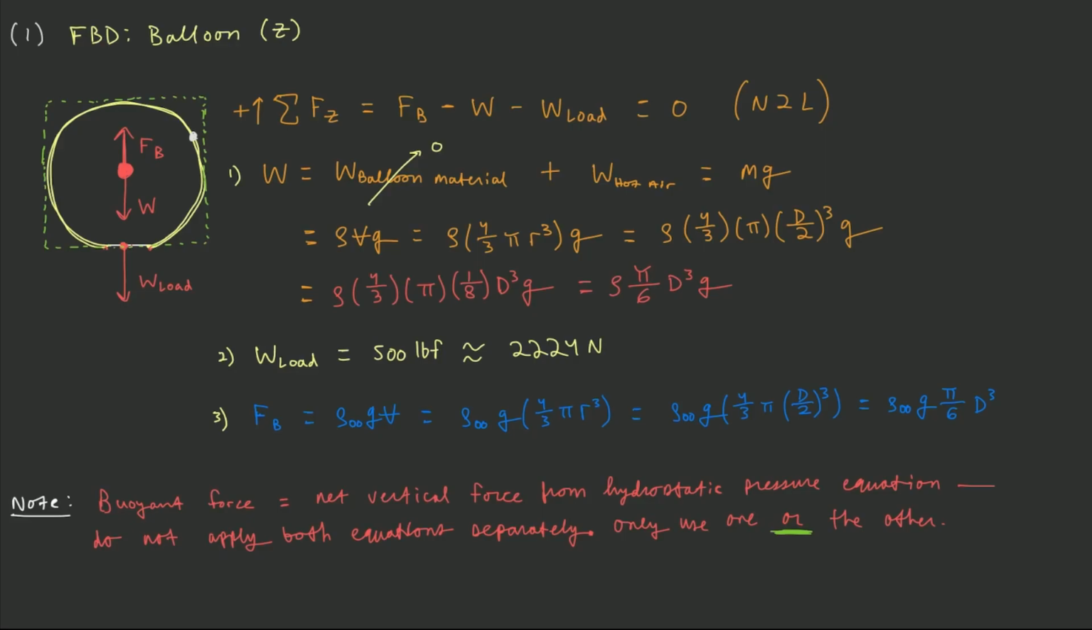Alternatively, we could apply the hydrostatic pressure equation and integrate it over Z, but then we would not apply Archimedes' principle, because again, they are the same equation, just 2 different forms of the same equation. So again, do not apply both equations separately, only use one or the other. We're using Archimedes' principle in this case, so we will not use the hydrostatic pressure equation.